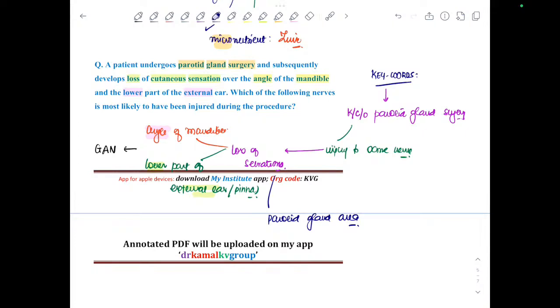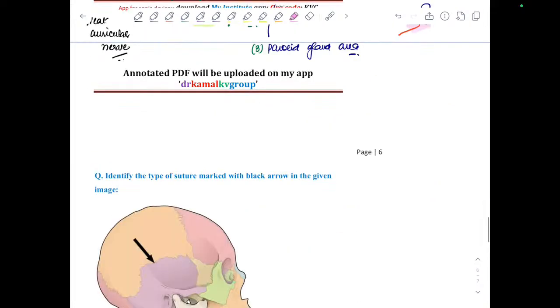So this much area is supplied by great auricular nerve. It is supplying three important areas: angle of mandible, lower part of pinna, and third, skin over parotid gland. So please remember great auricular nerve. The examiners are very fond of this particular nerve. If I suppose this is the ear, this is the angle of mandible, and this is the parotid gland here, so this much area you can remember for great auricular nerve, something like this. So great auricular nerve. Chalo, next question.